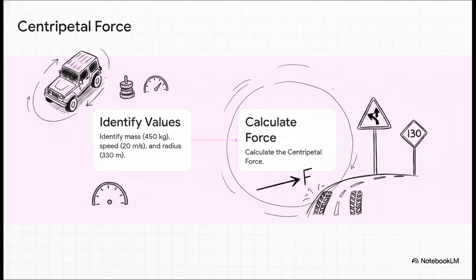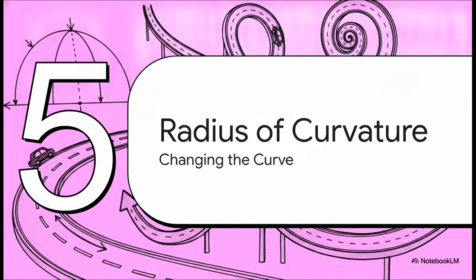Here's the kicker. If the friction between the tires and the road can't provide that exact amount of force, that Jeep is not making the curve. It's going to slide out. This is exactly why road design and speed limits are so deeply tied to physics. Let's move to our final section and see how this builds. Radius of curvature, changing the curve.